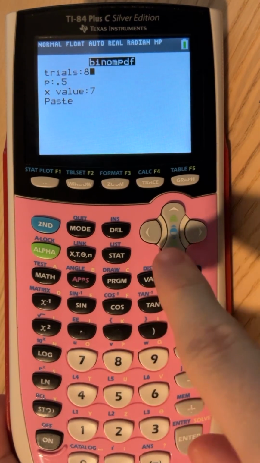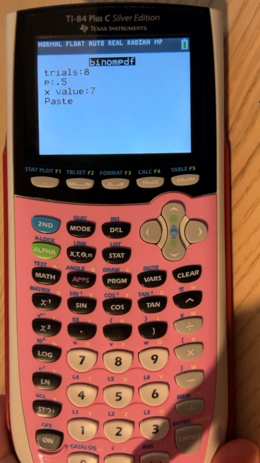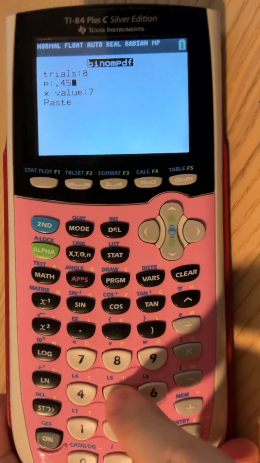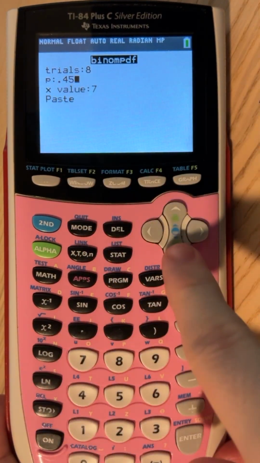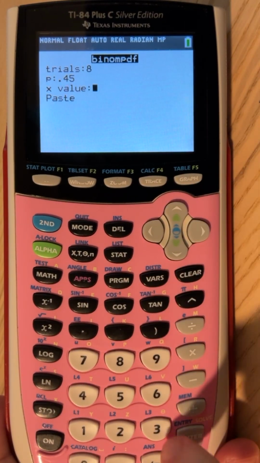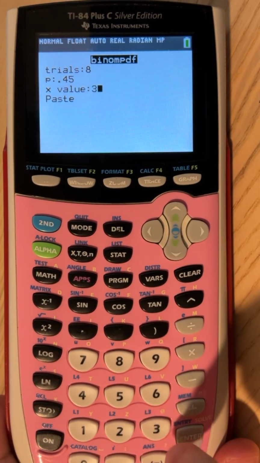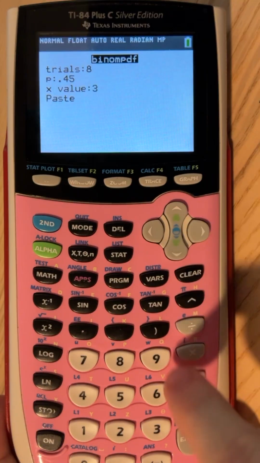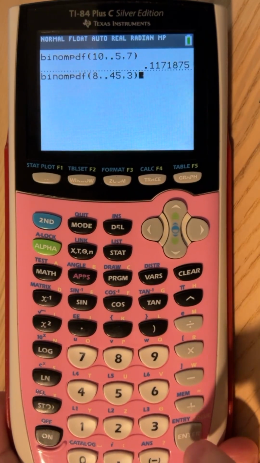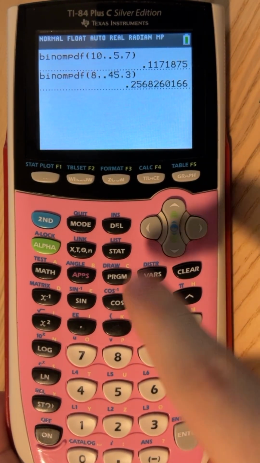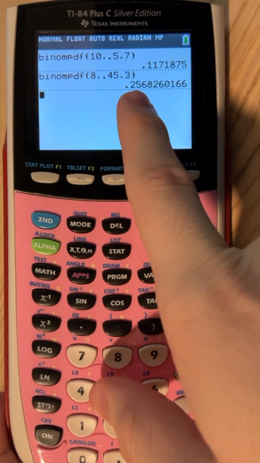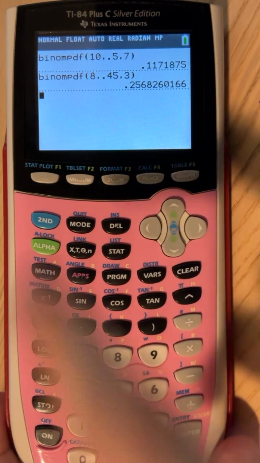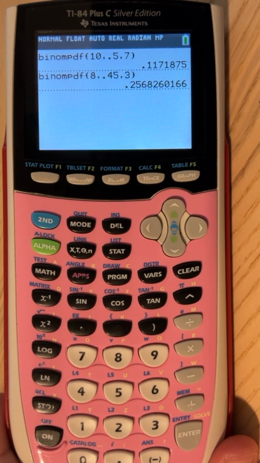We have 8 people we ask in our sample. The probability of liking the movie, which would be a success, is 0.45, or 45%. And then we want to know how likely it is that 3 of the 8 like the movie. So we'll go down to paste, hit enter twice, and we find out it is a 25.68% chance that 3 of the 8 like the movie that 45% of people like.